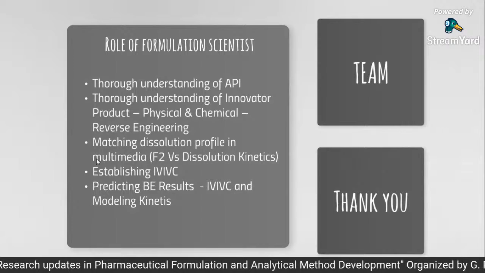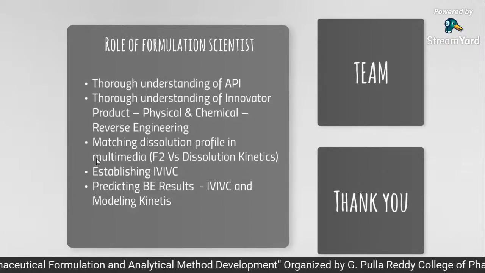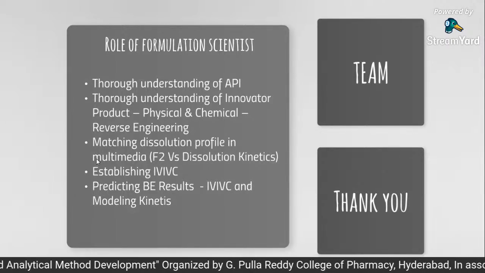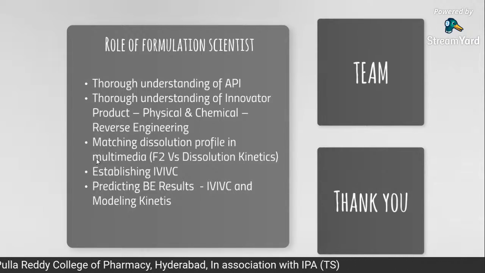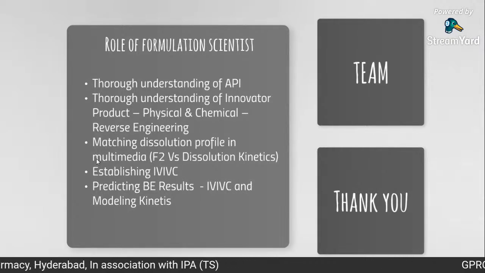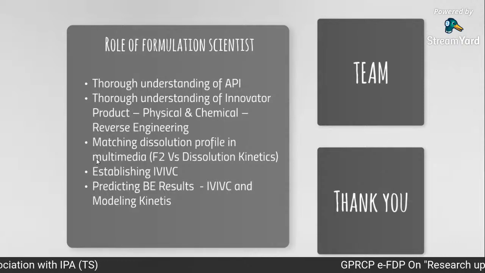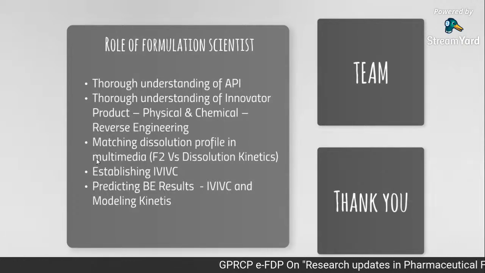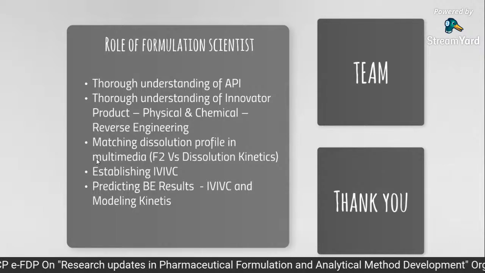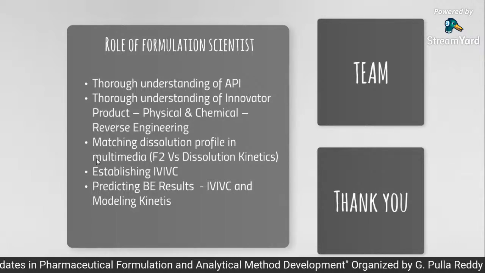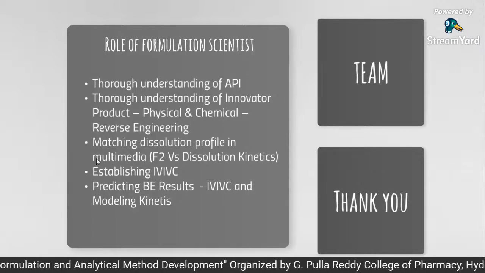And then if we have the plasma concentration values of the innovator, we can establish the IVIVC by deconvolution technique, taking percentage of release on the x-axis and percentage absorbed on the y-axis. That will give you another idea for predicting the T/R ratio. Then we can finally predict the BE results using IVIVC and modeling kinetics. Then the success rate will increase. Then you can become a successful formulation scientist in formulation research and development.